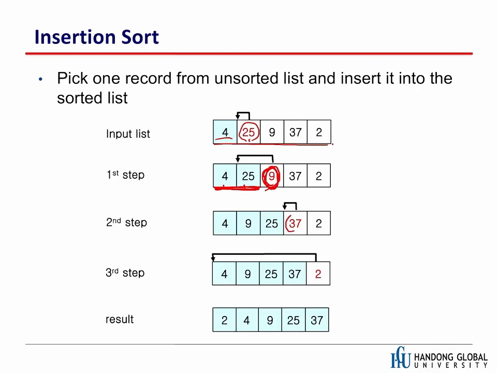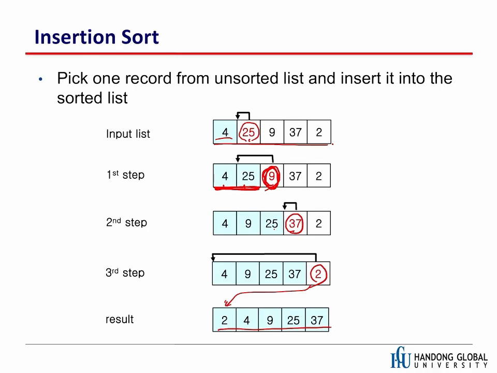And in the next step, we want to put this 37. 37 is larger than 25, so we keep it as it is. Now next, 2. And 2 is smaller than 37, and 25, and 9, and 4. So 2 goes here. Then this is our sorted list.